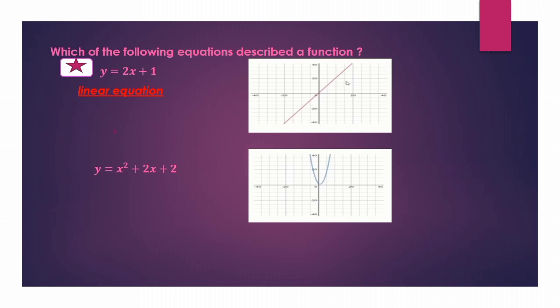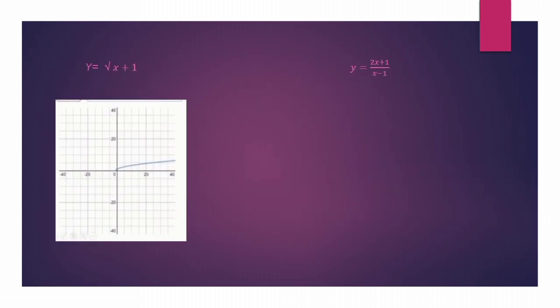So how would you know that it is a quadratic? In order for you to know that the given equation is quadratic, simply look at the highest degree, which is 2. It is in the second degree. That's the quadratic equation. So that's a function. Next, square root of x plus 1 is equal to y.